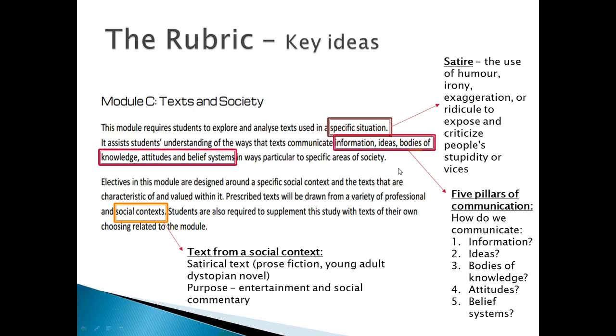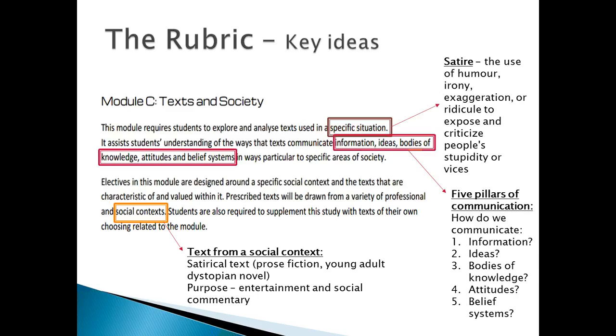So, the first idea is the purple box. We're looking at texts used in a specific situation. The situation for Feed is satire. So looking at the use of humour, irony, exaggeration or ridicule to expose and criticise people's stupidity or vices. We're also looking at ways that texts communicate information, ideas, bodies of knowledge, attitudes and belief systems.